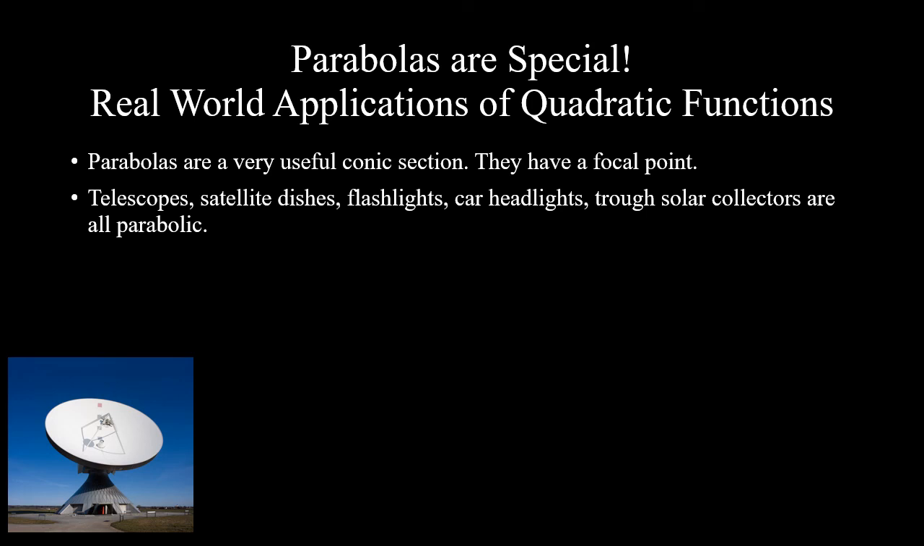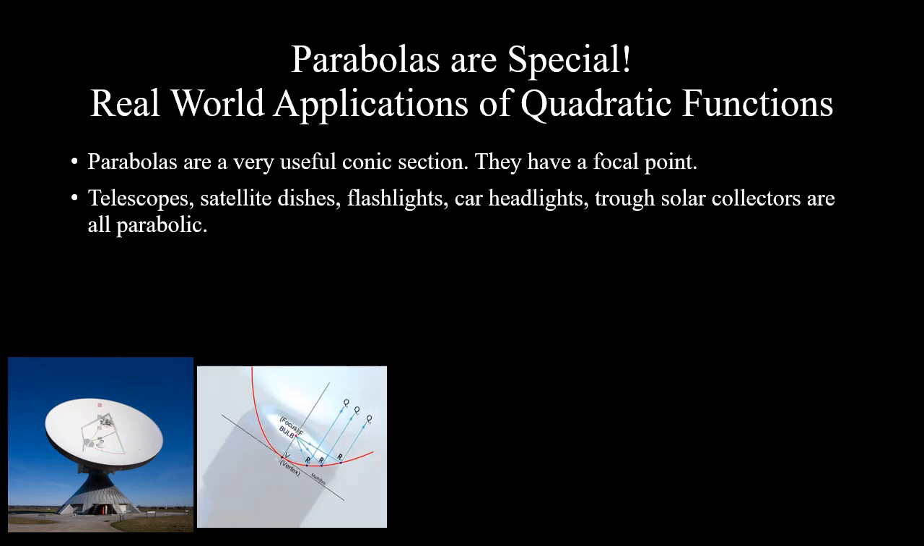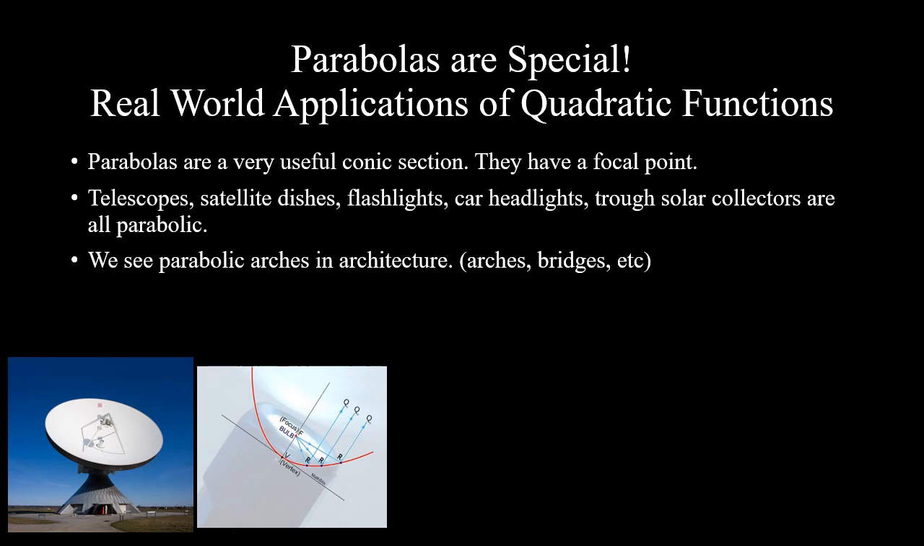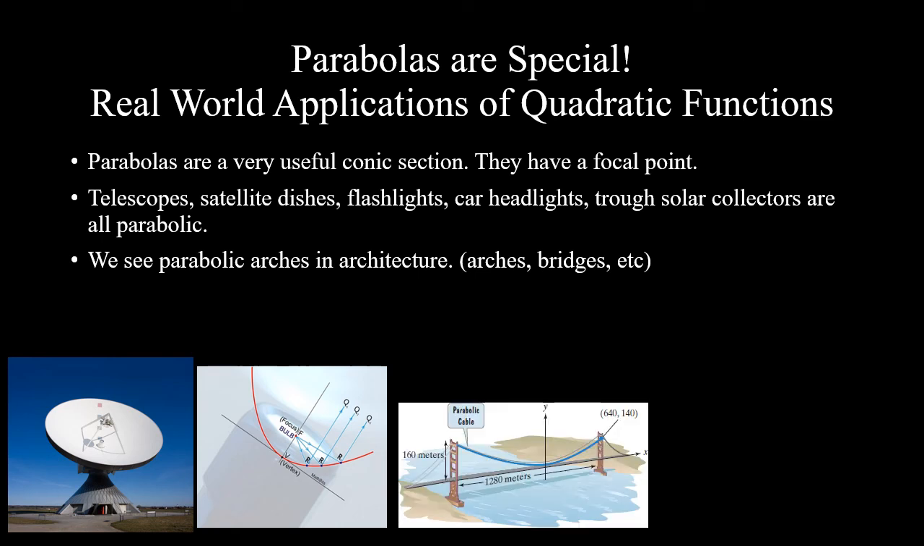There's a satellite, and you can see inside that shape, there's a parabola going on all throughout that, okay? This is a flashlight, you guys, all right? You see the parabola in there, okay? So very, very useful. We also see parabolic arches in architecture, like arches and bridges and things like that. For example, the Golden Gate Bridge is designed using parabolic cables, okay? It's really cool.